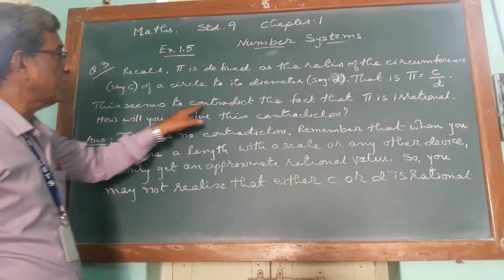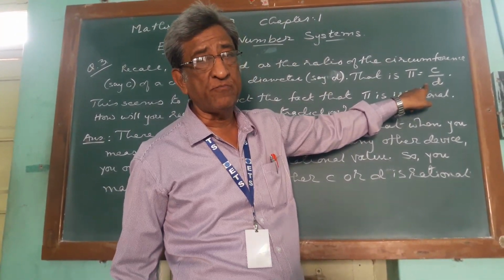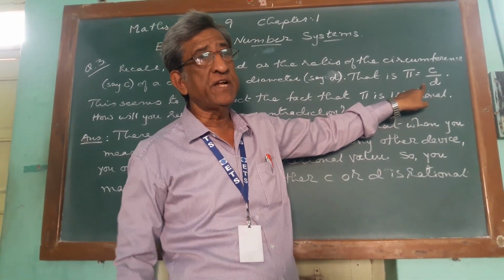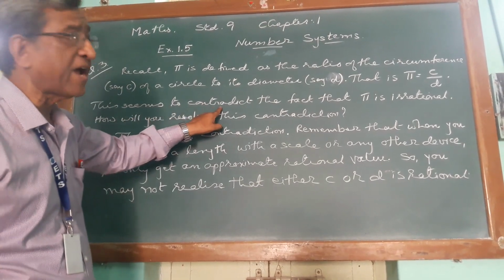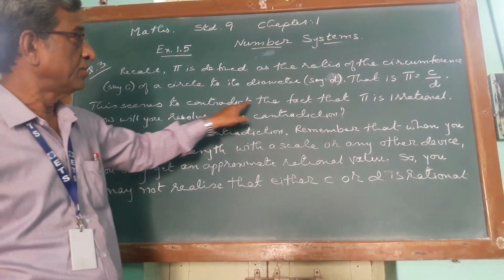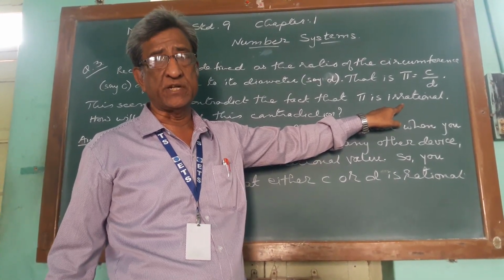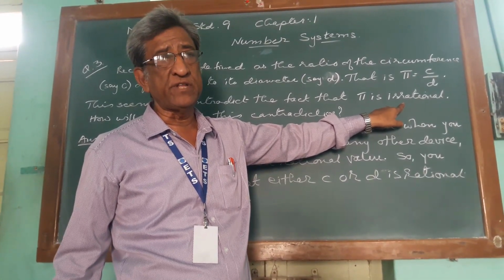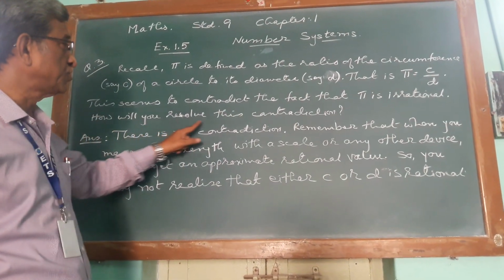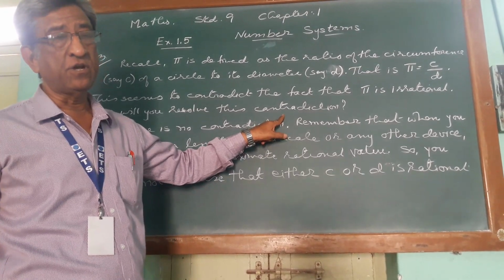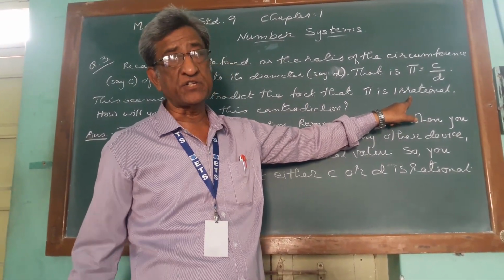This seems to be a contradiction. Pi is C upon D, which can be expressed in the form of p upon q, so you will think that it is rational. This seems to contradict the fact that pi is irrational. You know that pi is irrational; in earlier sums I told you that pi is irrational. How will you resolve this contradiction? How will you reply that pi is irrational, not rational?